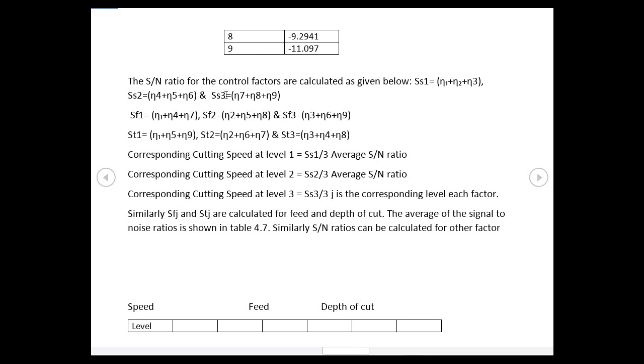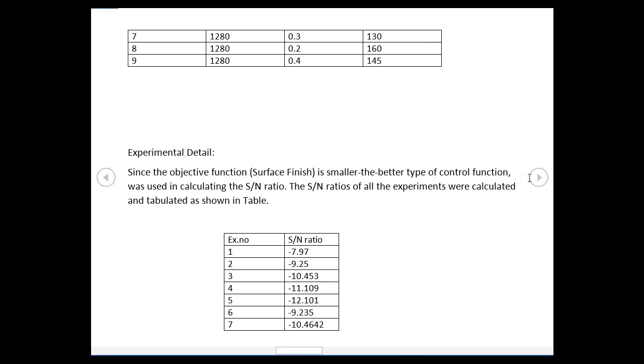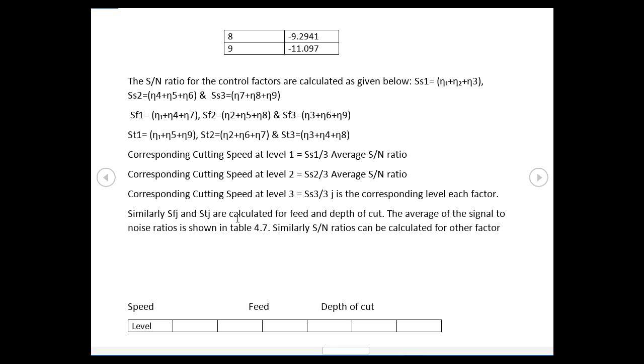The S by N ratio for the control factors can be calculated through this formula. SS1 equal to the summation of these 3, and S2 for feed, for time. Similarly, for the corresponding cutting speed at level 1, it could be calculated as SS1 by 3, and average S by N ratio.